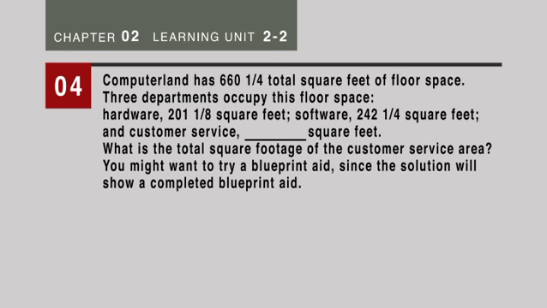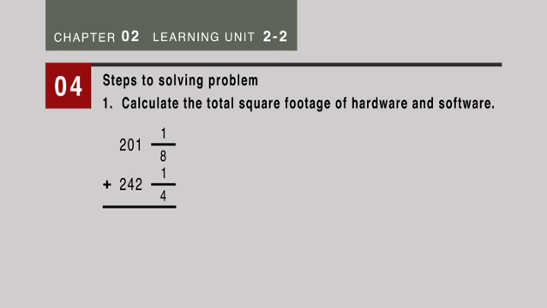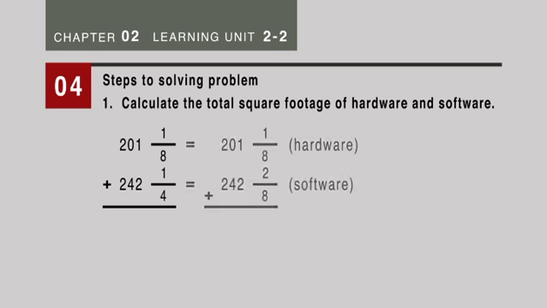For number 4, we have total square footage of 660 1/4. We know that hardware is 201 1/8 and that software is 242 1/4. So we're going to add those together and subtract from our total to figure out what the customer service is going to be for square footage. So we have 201 1/8. We have to use a common denominator, so we can change 242 1/4 into 242 2/8 because we figure out how many times 4 goes into 8, which is 2, and multiply that by the numerator, which is 1. So we have 201 1/8 plus 242 2/8, which leaves us with 443 3/8.